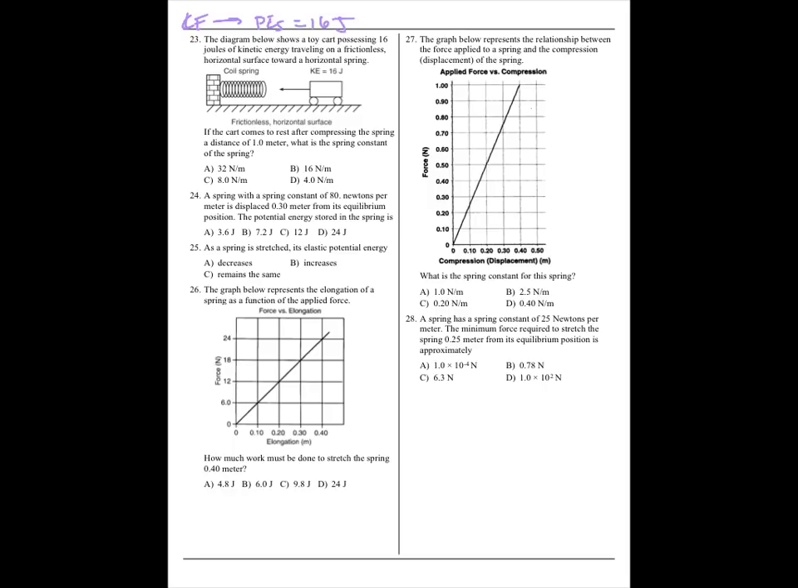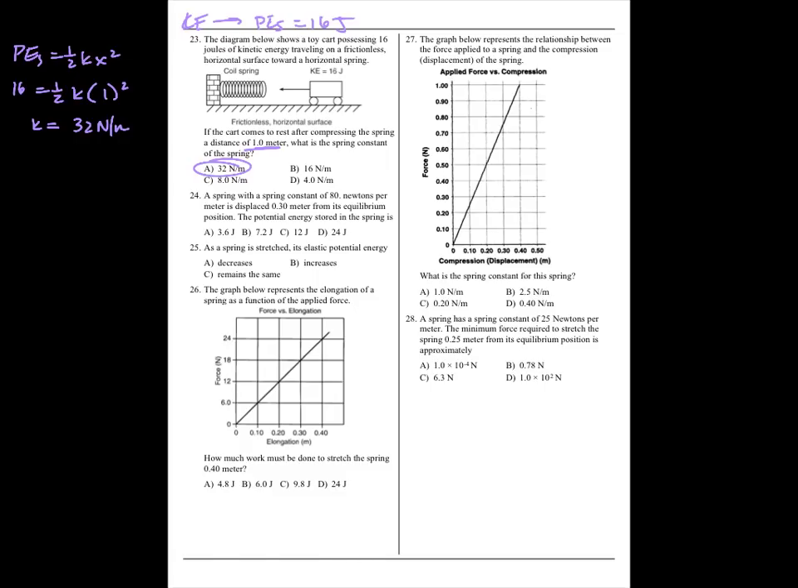We're looking for K, the spring constant, and it tells us it compresses 1 meter. So 16 equals 1/2 K times 1 squared. Okay, let's do this math. 16 divided by 0.5, and that's 32 newtons per meter. Choice A. Number 24. Spring with a spring constant of 80 newtons per meter is displaced 0.3 from an equilibrium position.